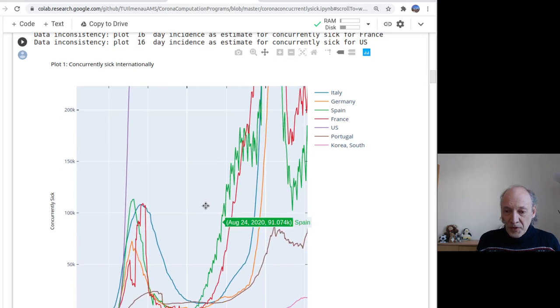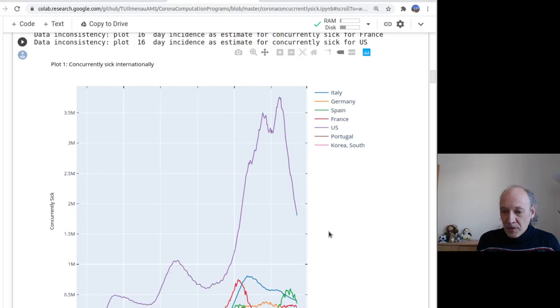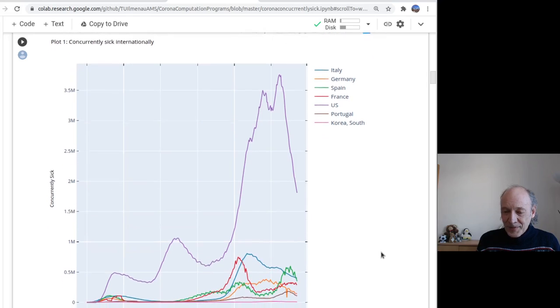We can also see that there is a similar behavior for the other countries. Like they all had the spring peak, but the US didn't really go down. It just had another peak in summer, then a third peak here in fall and winter. And Italy is quite high. France is also quite high. Spain is very high later.